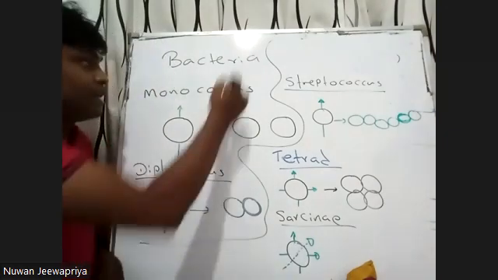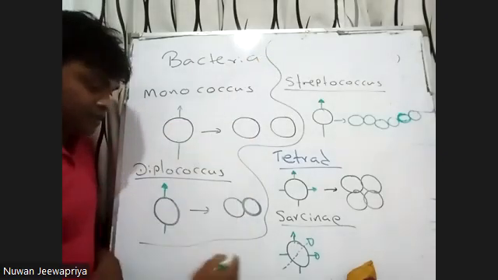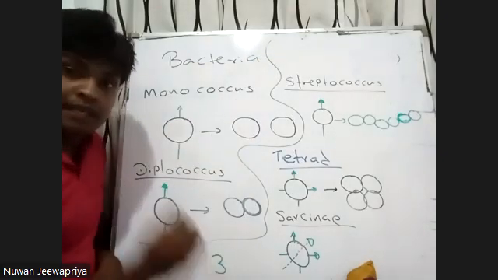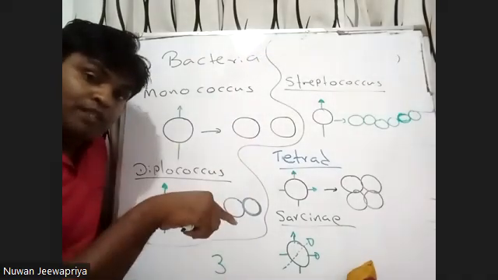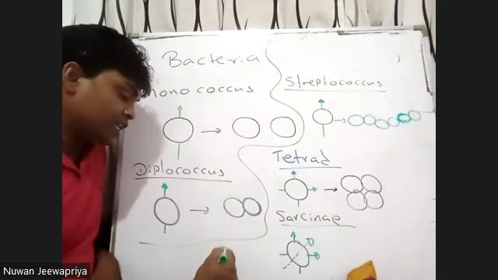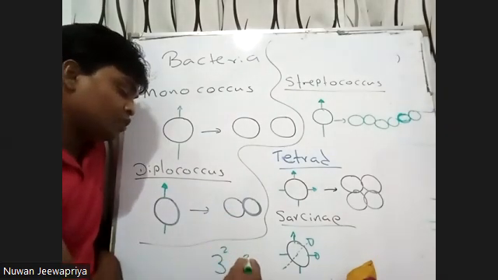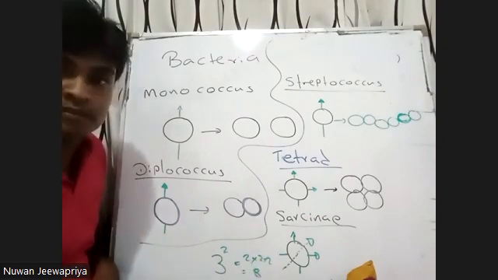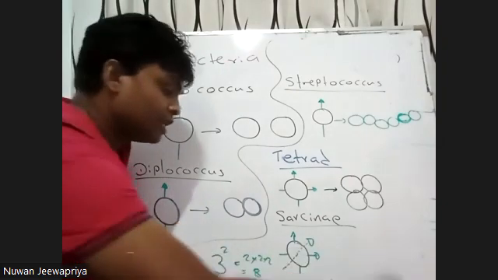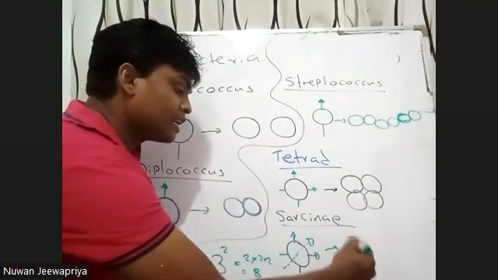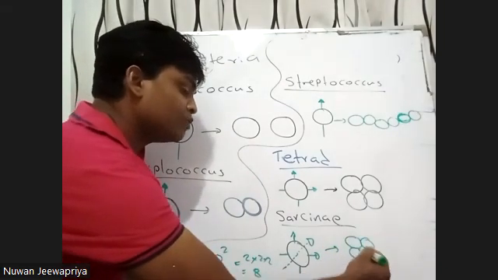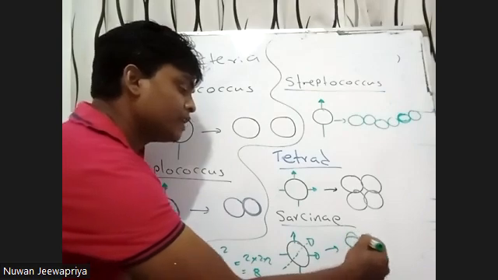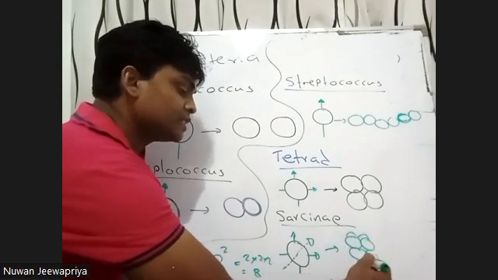There are three planes. Each plane makes two cells. So it is 2 into 2 into 2. The total number of cells is 8. Therefore, it will appear as a cluster of 8 new bacteria. 1, 2, 3, 4, and 5, 6, 7 and 8 is behind.